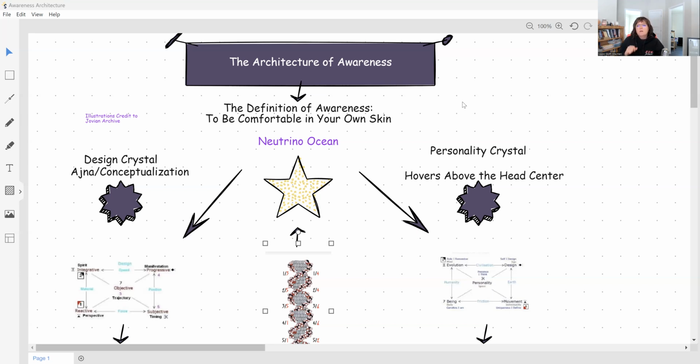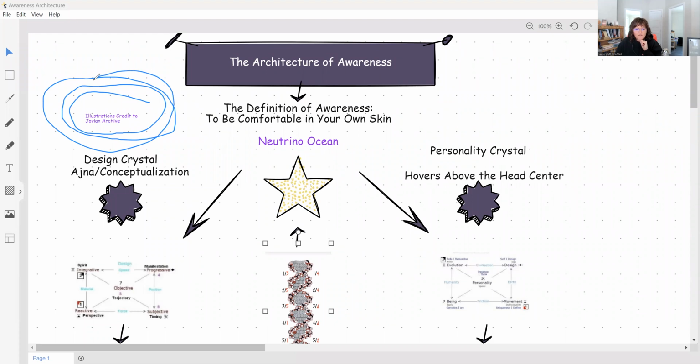Okay. So the architecture of awareness. Let's play with this. And again, I just want to point out to any of the lurkers from Jovian Archive, BG5 Business Institute, or the International Human Design School, I am giving you guys full credit for the illustrations that I'm going to be using in this particular video.